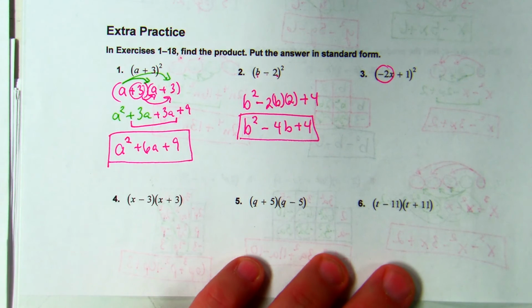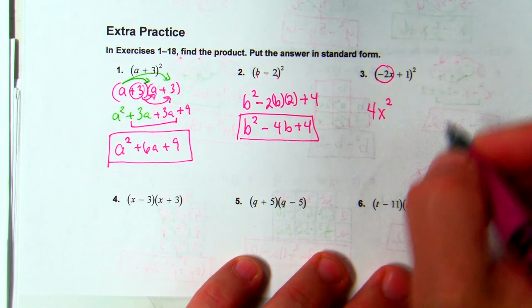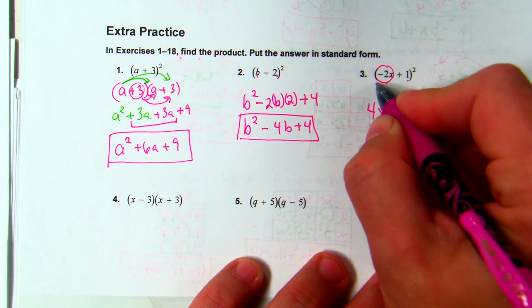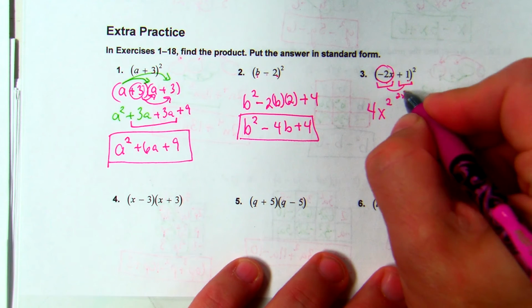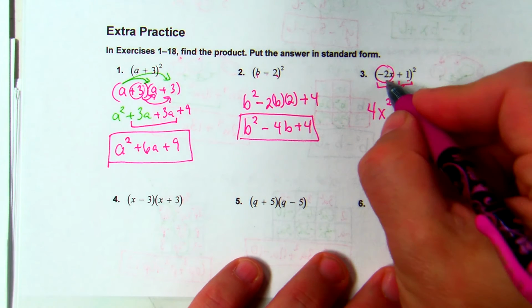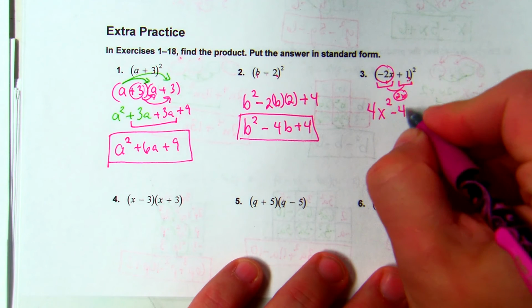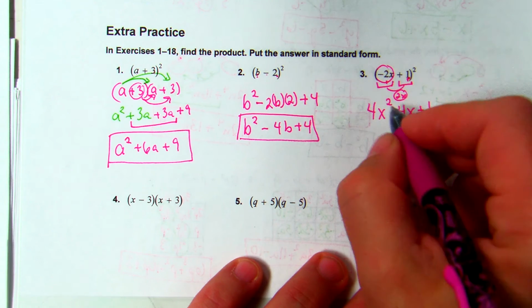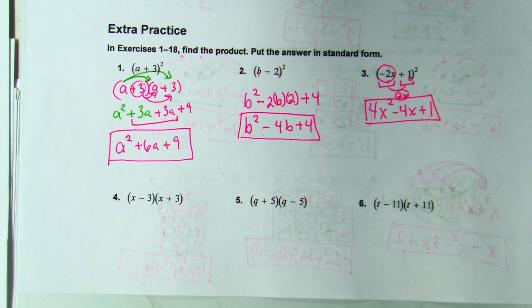So the first term squared, negative 2x times negative 2x, would give you a positive 4x squared. And then we're going to multiply this times this. We're going to take this term, multiply them together, and then double it. So we're going to say 2 times that, right? So we're going to have negative 2x times 1, which is just negative 2x. We double that, we get a negative 4x. And then we're going to take the last term and square it. 1 times 1 is simply 1. So in standard form, there's your answer for number 3, 4x squared minus 4x plus 1.